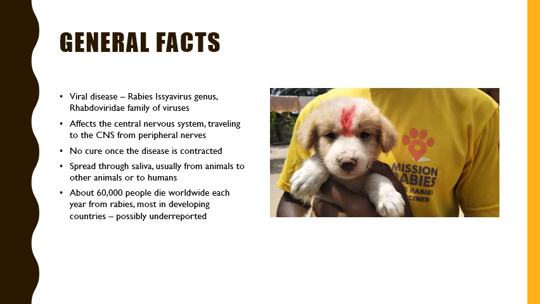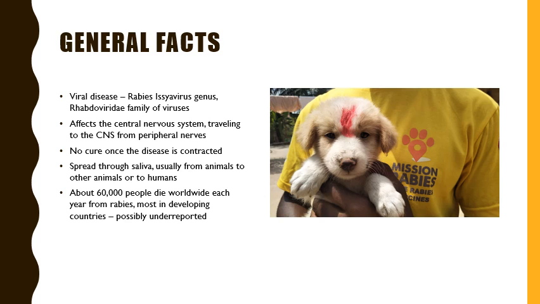So I'm going to start with some general facts about rabies. It's a viral disease, so it's caused by a virus. It's caused by the rabies lyssavirus genus in the Rhabdoviridae family. There are several different strains of rabies virus that cause the same symptoms that you would see in rabies disease. The way it works is it starts in the peripheral nerves and it travels to the central nervous system where it causes those more severe symptoms that you would see later on in the course of the disease.